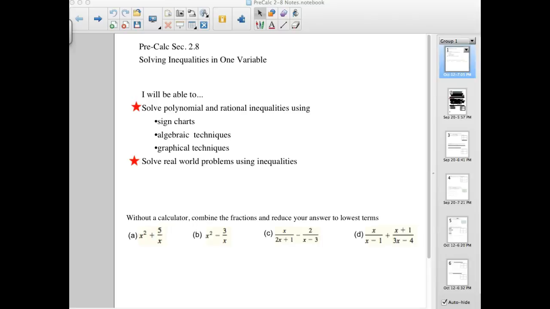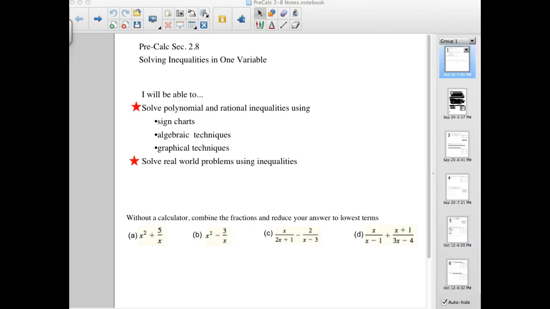All right, these are notes for section 2.8 pre-calc. We are solving inequalities today. The last few days we've been focusing on how to solve equations, and we had a technique of multiplying everything through by whatever that LCD would be in order to get rid of the fractions. Okay? That technique doesn't work on inequalities, so we have some different things we're going to try.